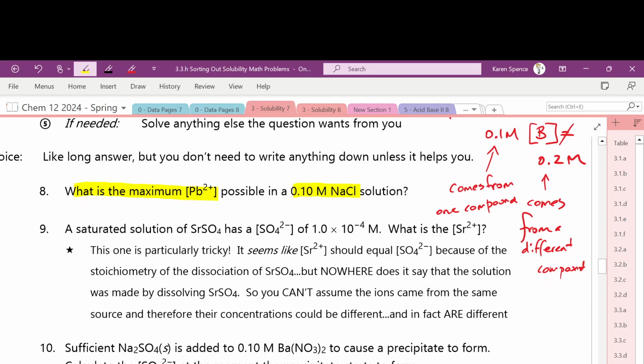A saturated solution of SrSO4 has a concentration of SO4 equal to 1 times 10 to the minus 4 molar. What is the concentration of Sr2+? Wouldn't it be nice if it was 1 to 1, but it doesn't have to be. Nowhere does it say that they came from the same place. I don't think you're going to get a question like that, though. I think it's highly unlikely.